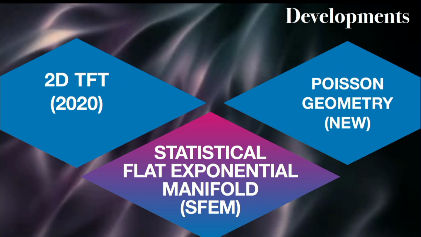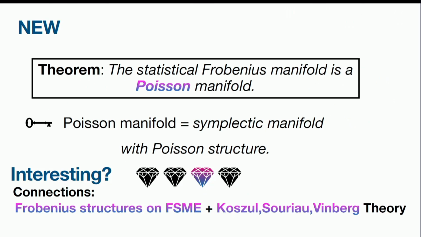Okay, and so that was the development. So this was what we did in 2020, and now we want to talk about further developments coming from that point of view, including Poisson geometry. And I insist on my statistical flat exponential manifold, because otherwise it doesn't work, of course. All right, so let's get started.